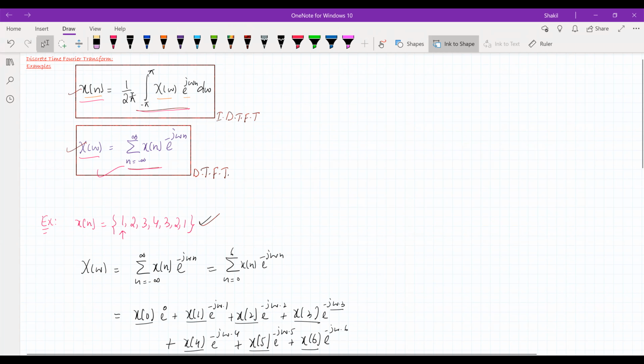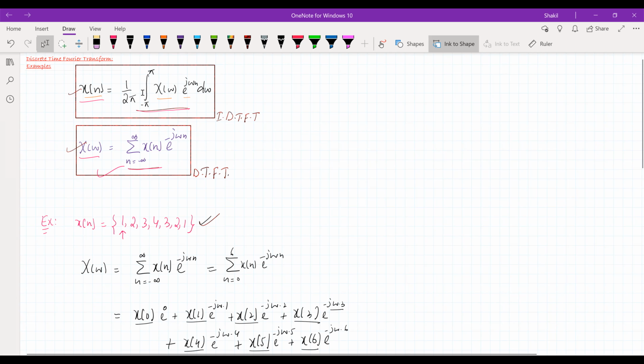As I already said, if you remember in the sampling point, we said the discrete time sequence has its frequency varying from minus pi to pi, or in short from 0 to 2 pi. Means the maximum frequency will vary from minus pi to pi. That's why we are combining the sinusoids only from minus pi to pi.